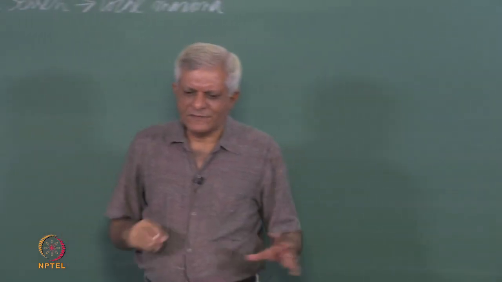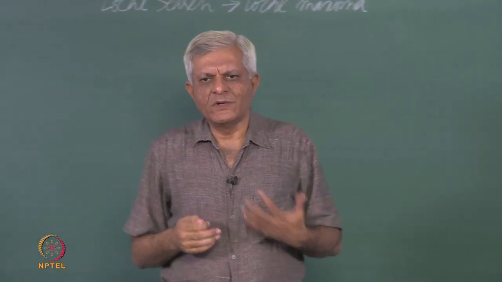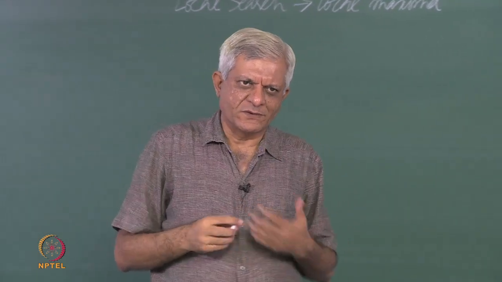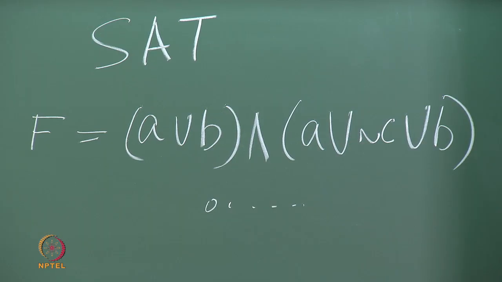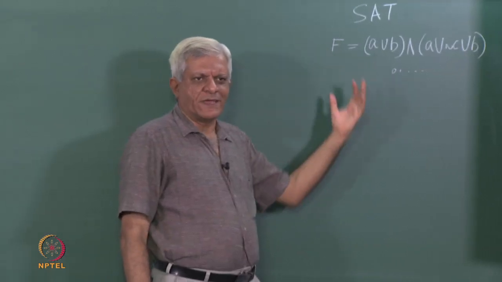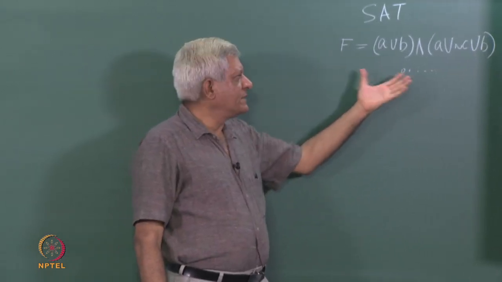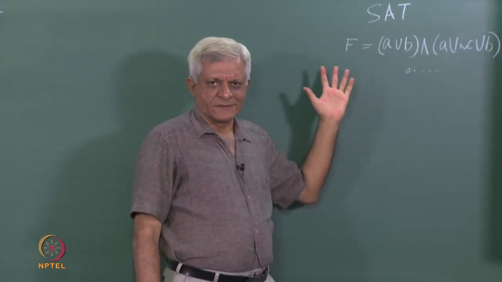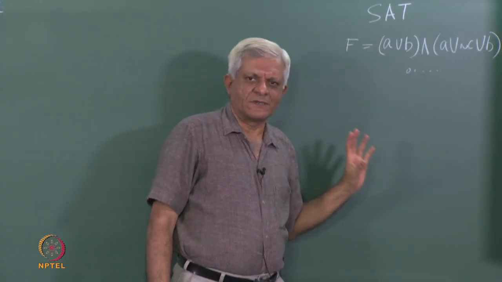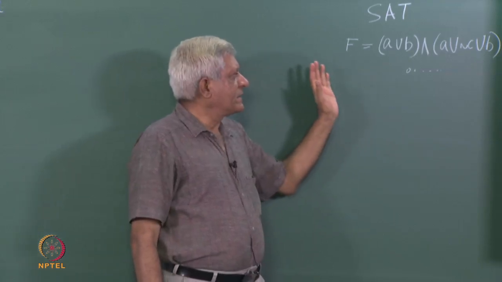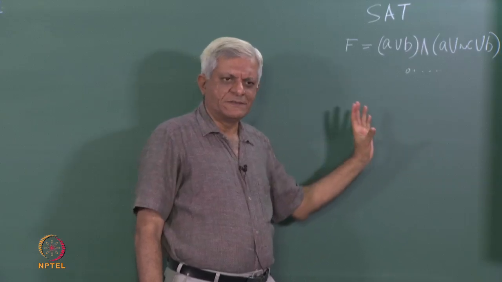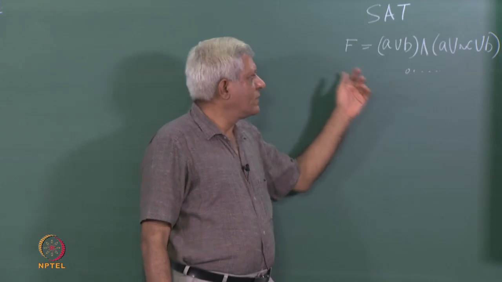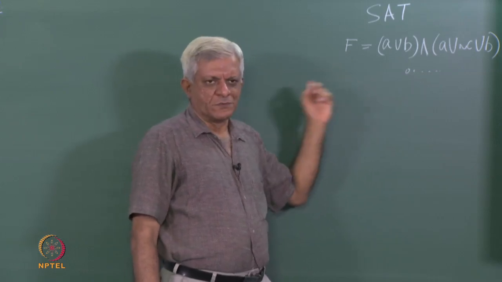A formula like that, where A, B, C, D, E are Boolean variables which can take two values, either true or false, and the semantics of and, or, and not is defined. We want to find valuations for A, B, C and all the variables such that the formula evaluates to true. So, that is the satisfiability problem: can you find values for all the Boolean variables such that the overall formula evaluates to true.